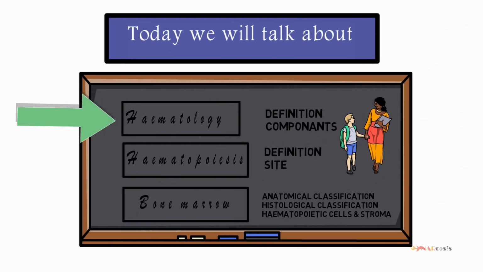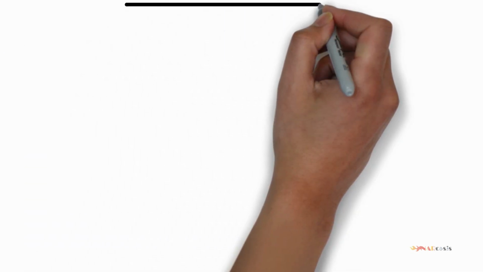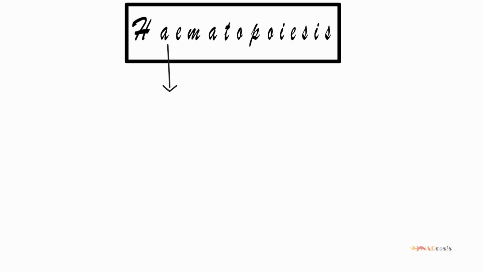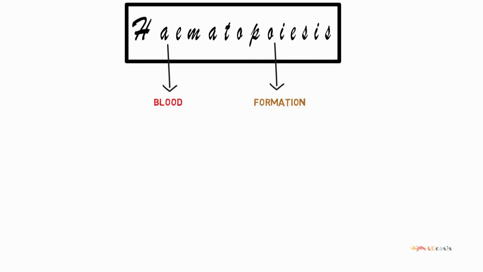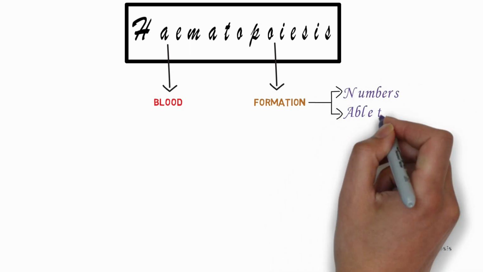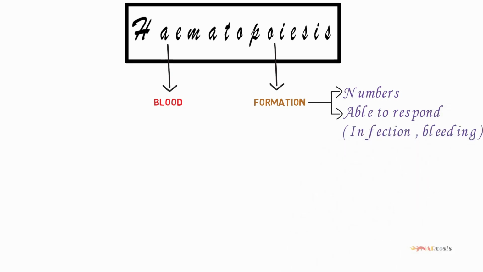So we have finished the first part of this video, which is to know what's inside our blood, and let's jump now to the second part, which talks about haematopoiesis. As we said, hemato means blood, but poiesis means formation. So haematopoiesis is the process of formation of our blood cells, not only maintaining normal numbers of circulating cells, but also being able to respond rapidly when demands increase, such as when we get bleeding or infection.